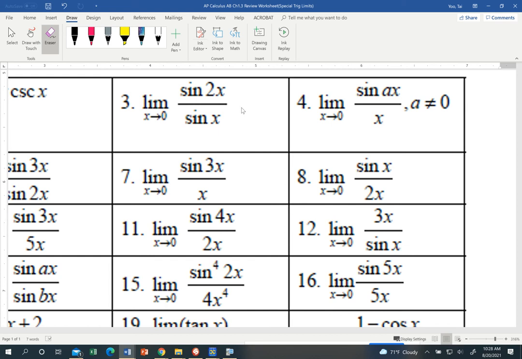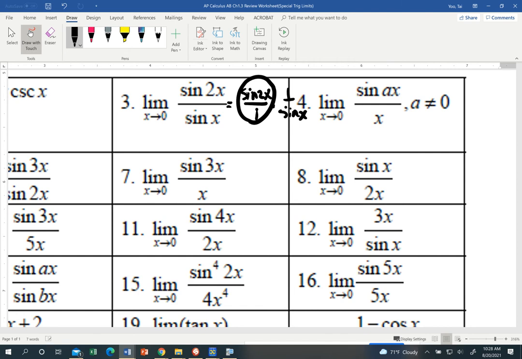Anybody have an idea what we need to do? You need to separate this. You need to separate them into sine 2x over 1 times 1 over sine x. Why did I separate it into sine 2x over 1 and then times 1 over sine x? So I'm ignoring this one, okay? I'm going to just concentrate on this. What am I missing?